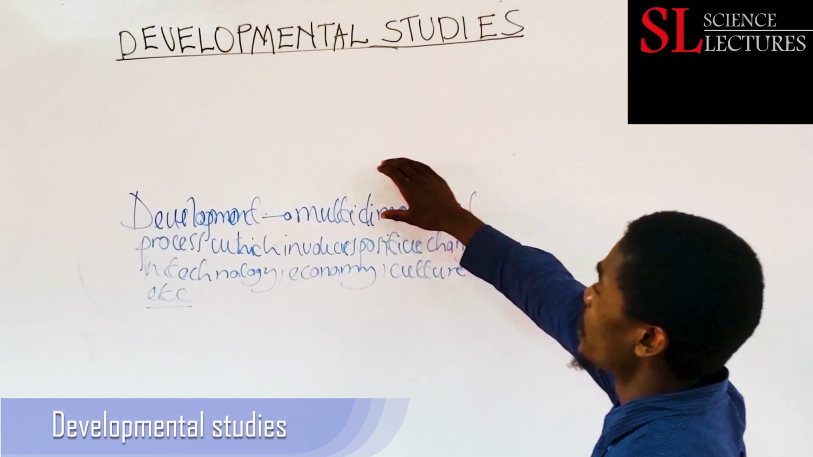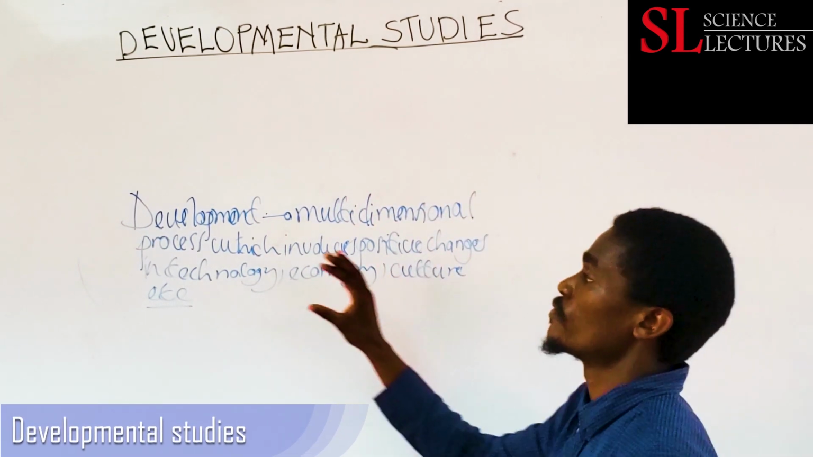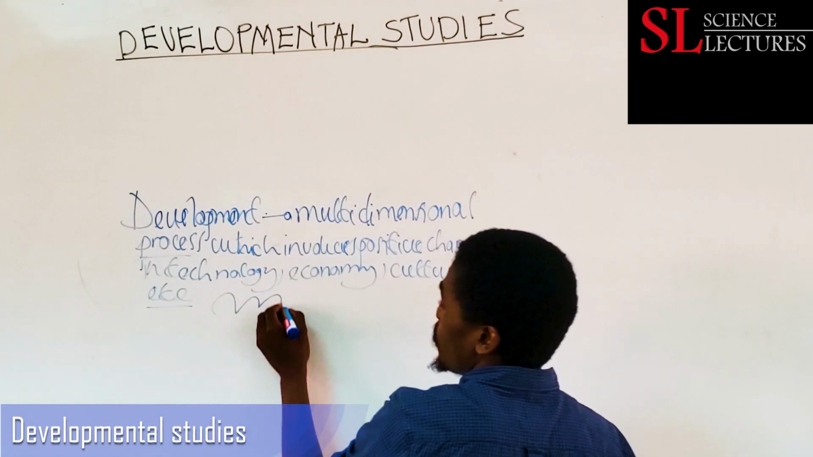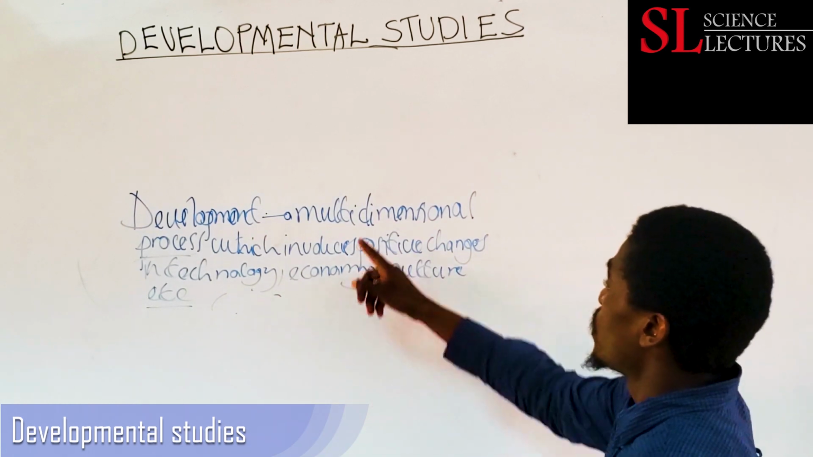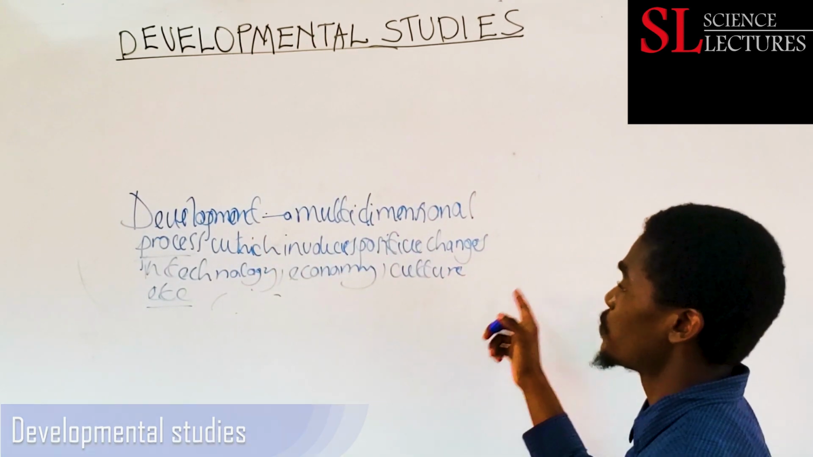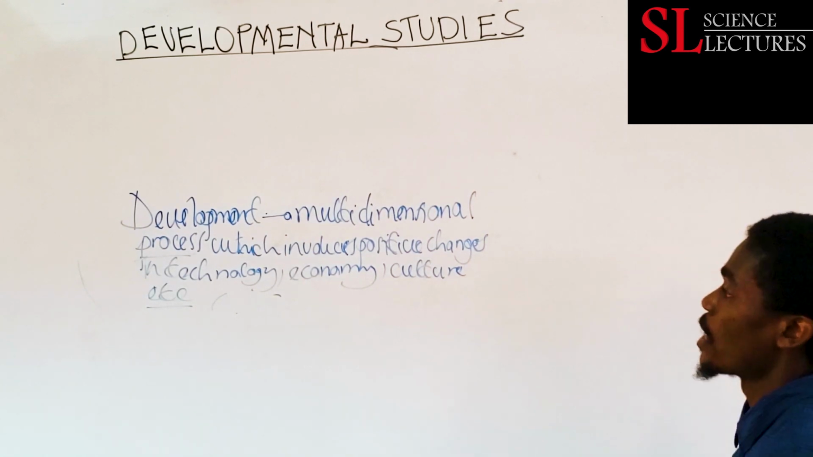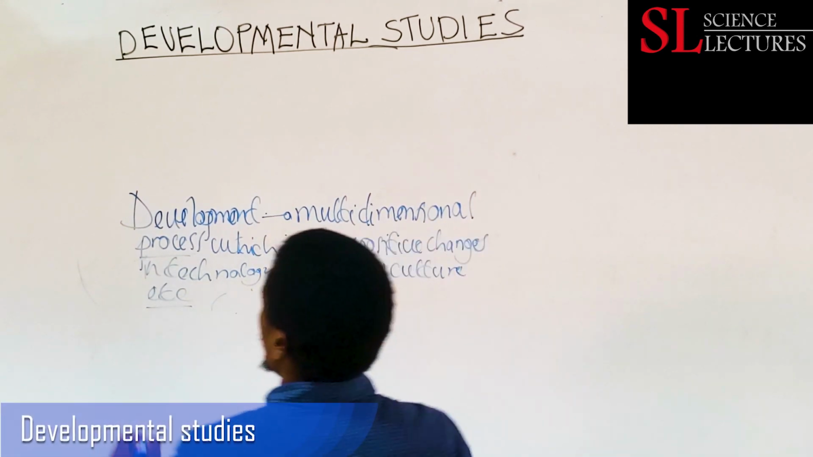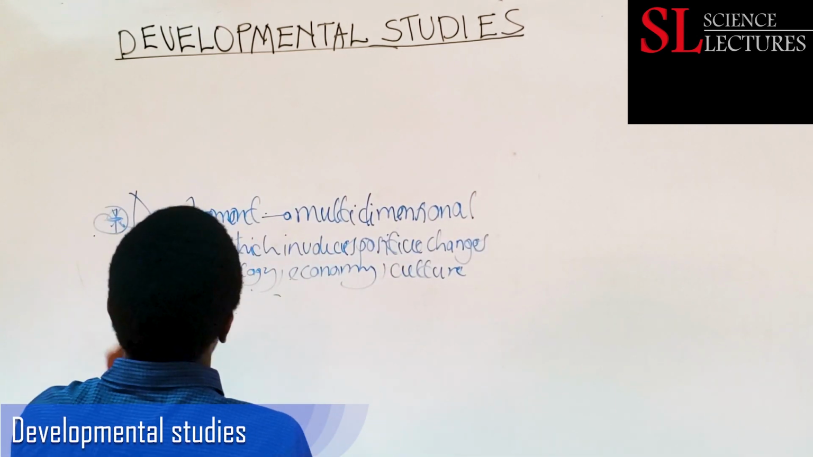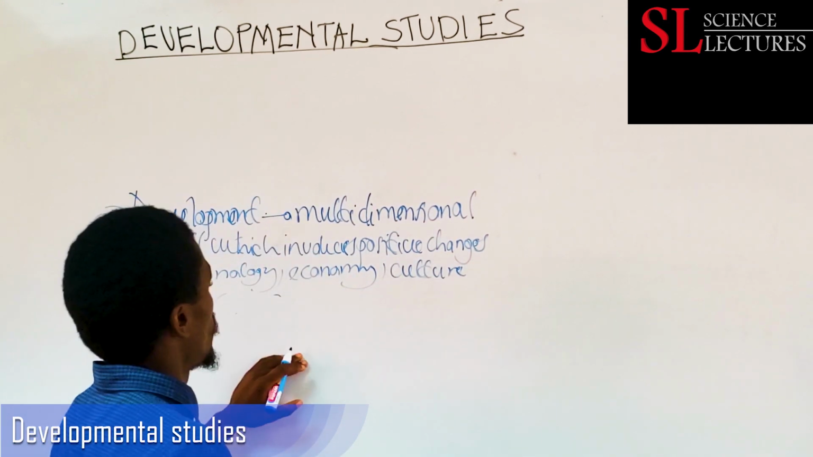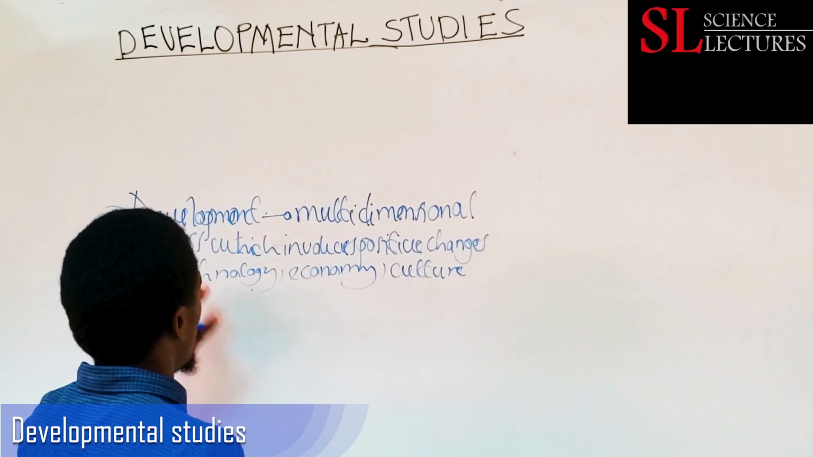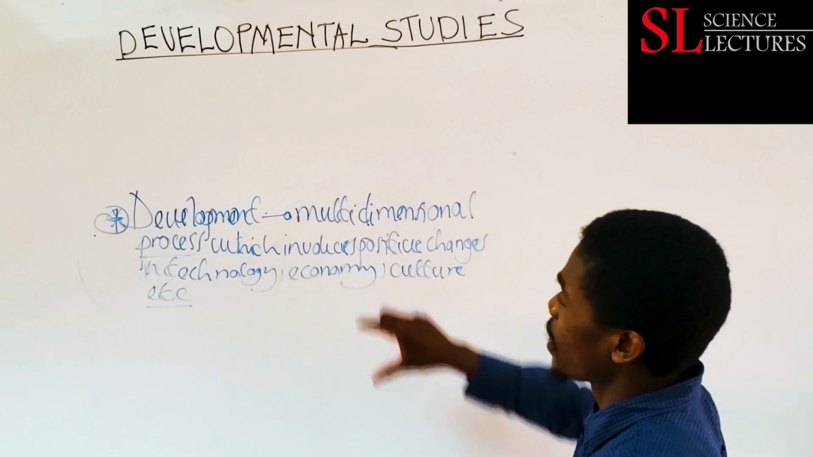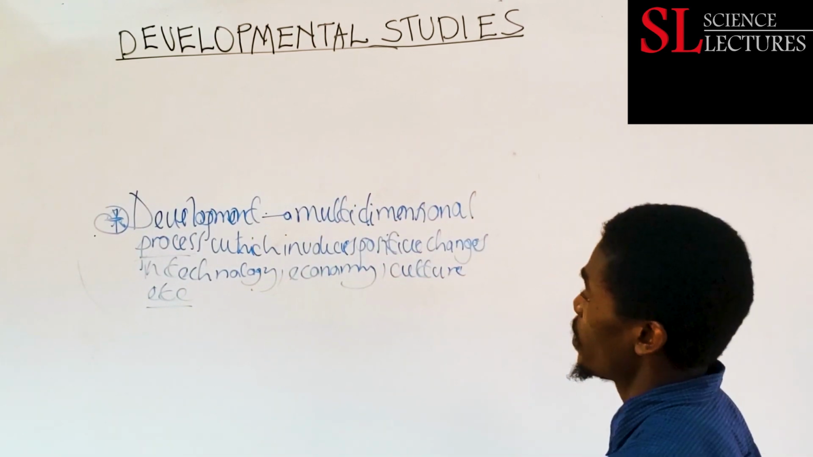So you look at development as a multidimensional process which involves positive changes. It's a process, which means it is a step-by-step movement towards development. These changes should be positive in technology, economy, culture, and many other things. Developed countries will have active positive changes in different disciplines, like their technology, their economy, their culture, and so on. So that is the number one thing we need to know, how to define development.